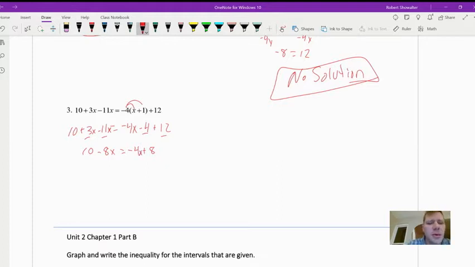Okay, keep going. Move the variables to one side. Plus 4x, plus 4x. We get 10 minus 4x equals 8. Keep going. Move the numbers to the right. Minus 10, minus 10. We get 4x equals negative 2. Divide by negative 4. And we get x equals 1 half.